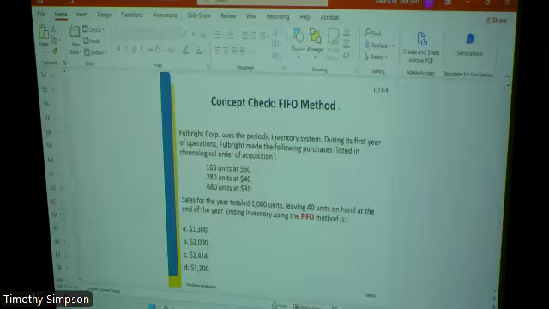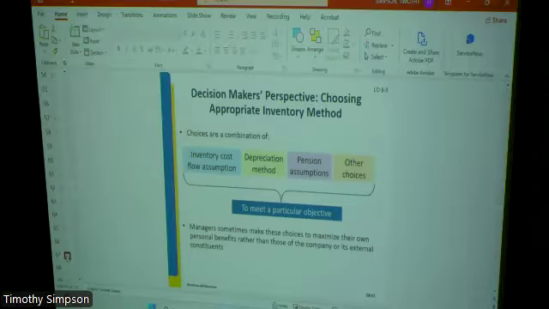And then as a follow-up, under the LIFO method, we have the same facts, 40 units. It's going to be 40 at 50, and that's going to be 2,000. So that's what's going on there. Relatively straightforward, okay? All right, so we're out of time.